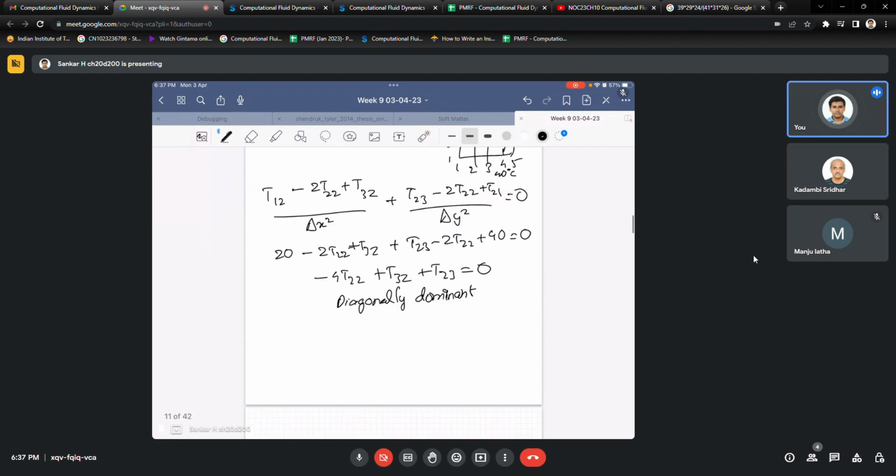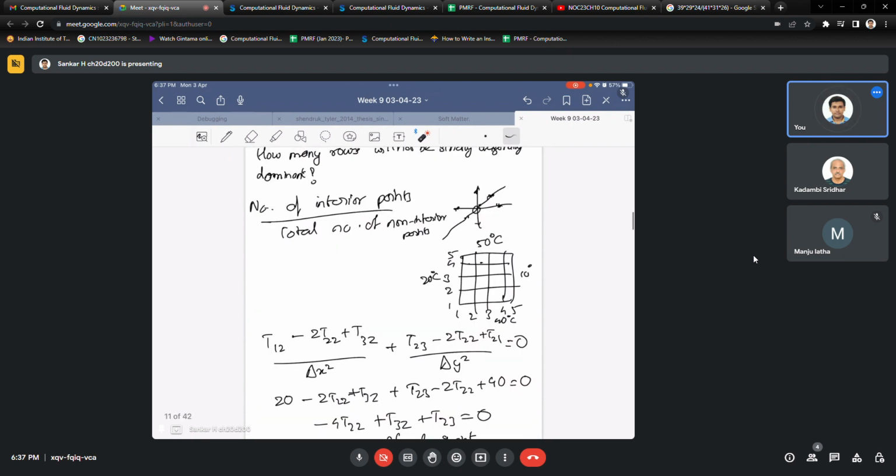So let me take one more point in the center, T33. It will be T43 minus 2 T33 plus the others, equal to 0, because we don't know any of them. Yes, we don't know any of the points. We take the sum 1 plus 1 plus 1 plus 1, which will be equal to the 4 over here.